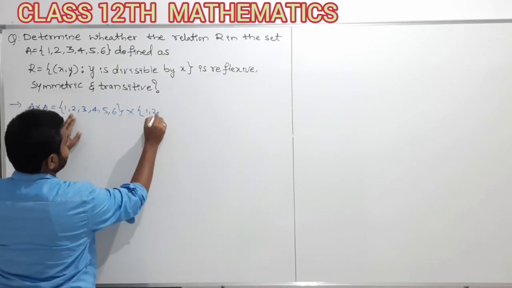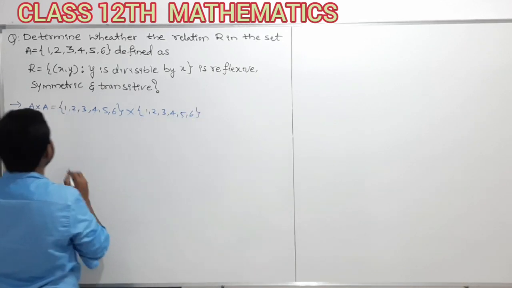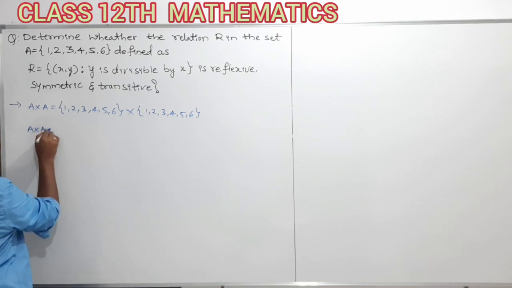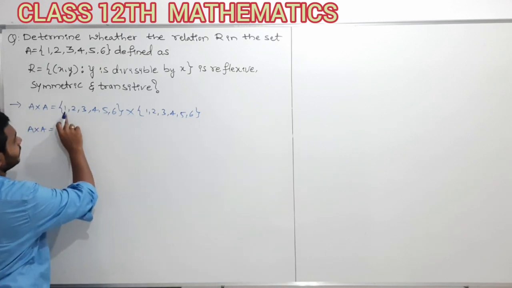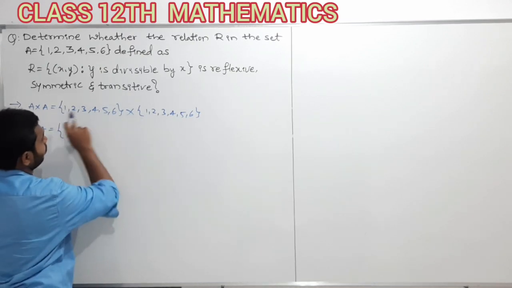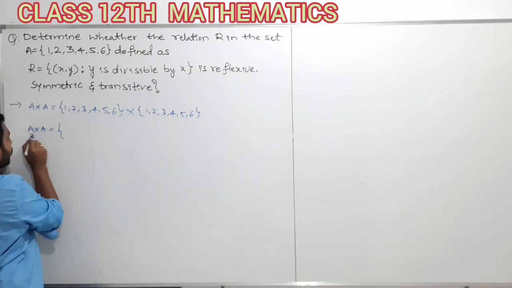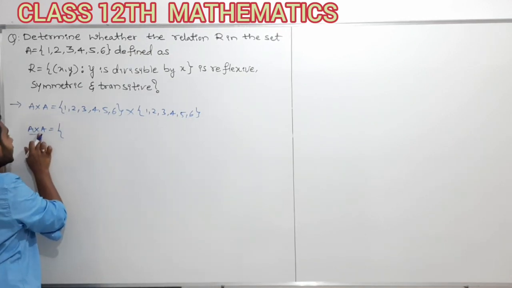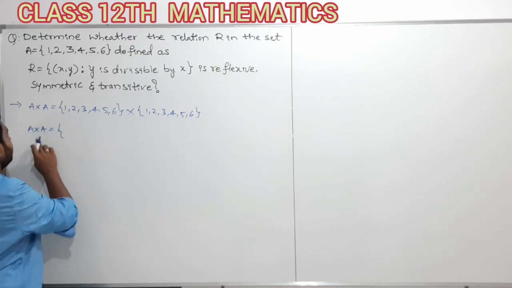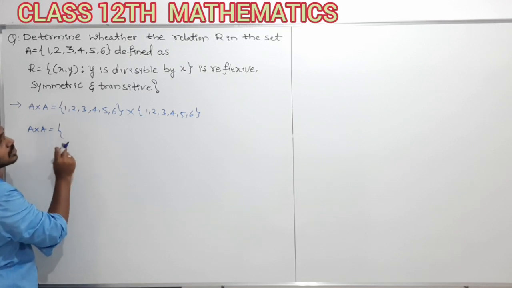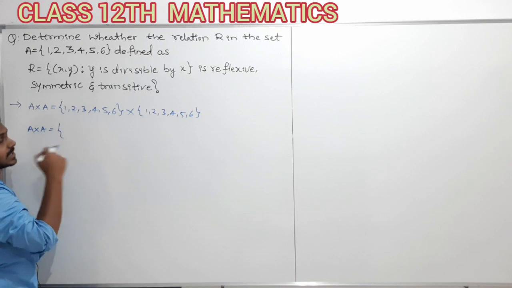Again, here are these elements 1, 2, 3, 4, 5, 6. First I'll write A cross A, my dear students. How to write this, we already discussed, the Cartesian product. So we write 1, 1, 1, 2, 1, 3, 1, 4, 1, 5, 1, 6. A cross A means what, my dear students? It is the Cartesian product from the set A to A. It means we should take all possible ordered pairs from the set A and A. So such ordered pairs we should take.